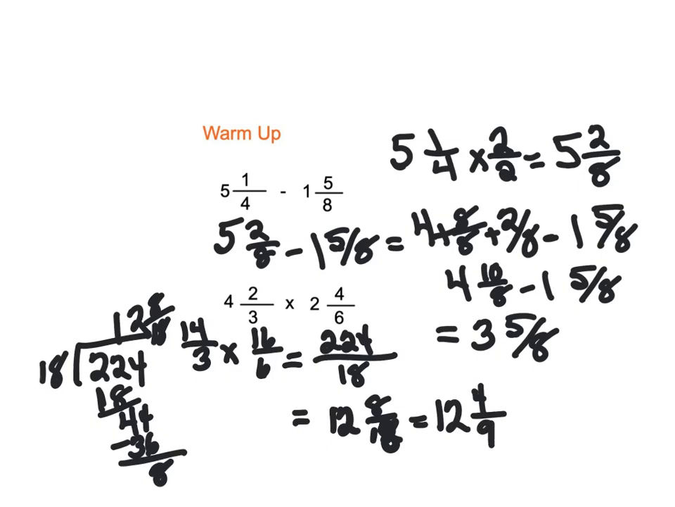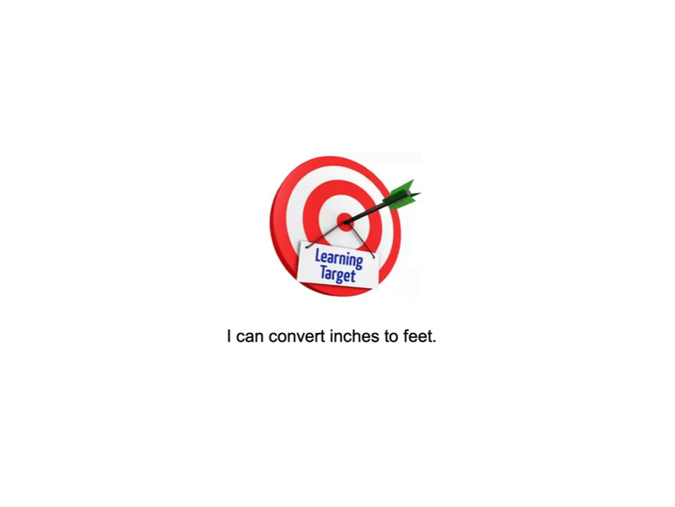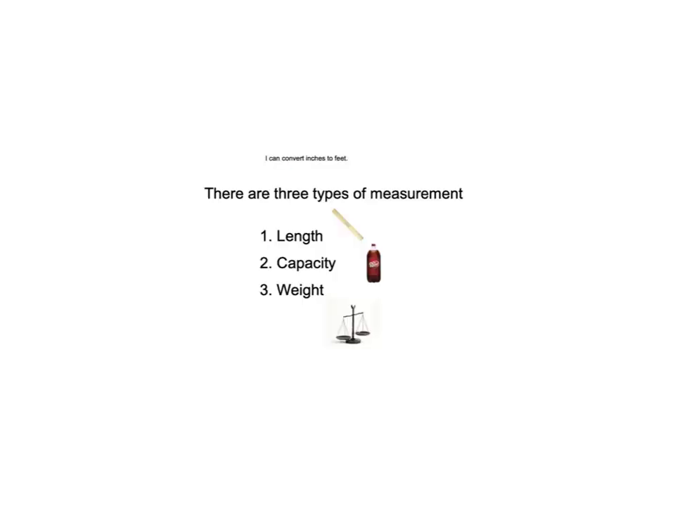Turn to the next slide. The target for today is, I can convert inches to feet. Turn to the next slide. There are two systems of measurement in the world, the U.S. customary and the metric system. For the next few days, we are going to be concentrating on the U.S. customary system. And in this system, there are 3 types of measurement: length, capacity, which is very similar to volume, and weight.